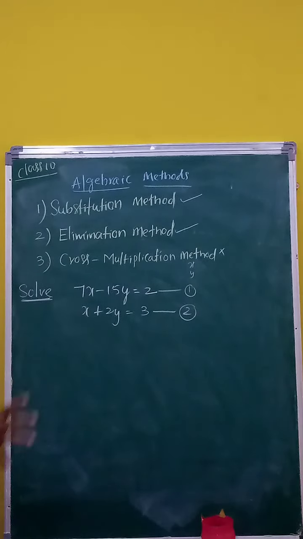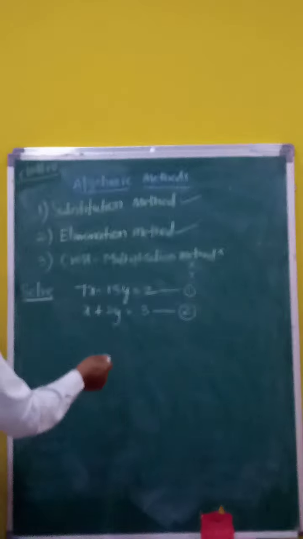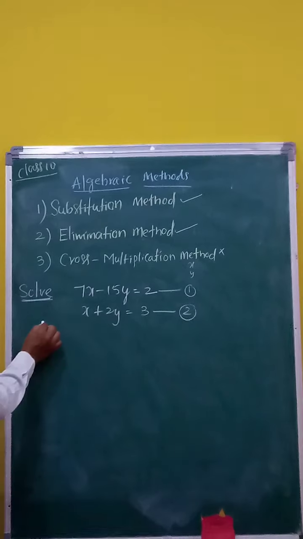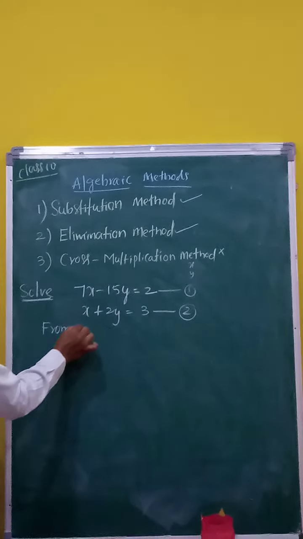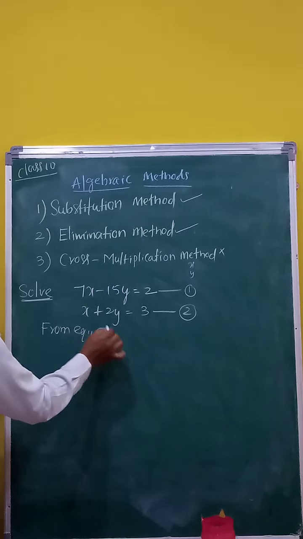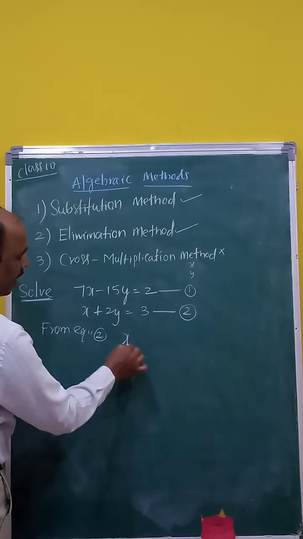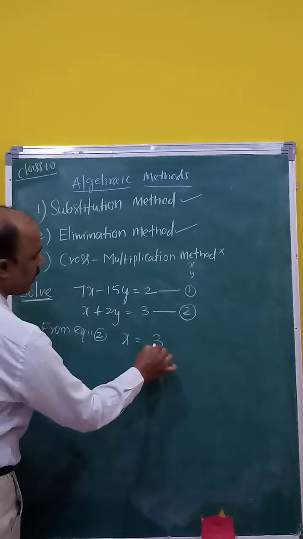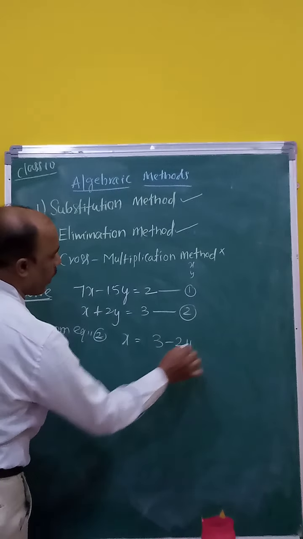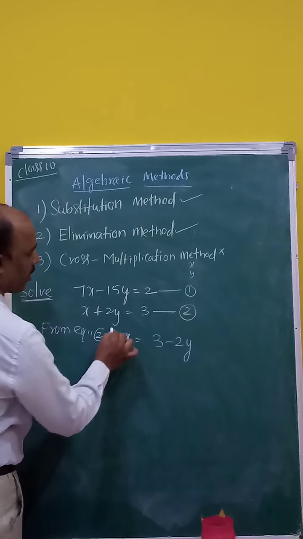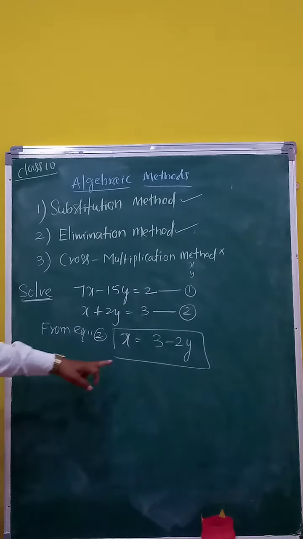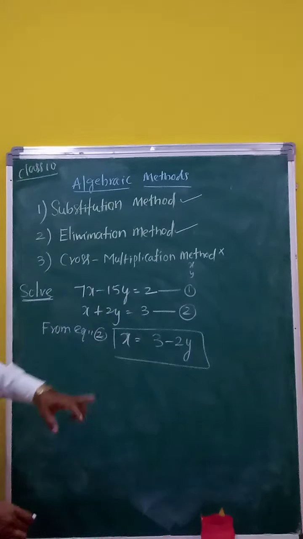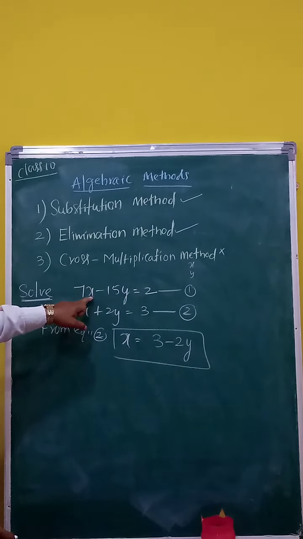What is the meaning of substitution? It means replacing, in the place of x, y, or in the place of y, x. That is up to you; you can take anything. Substituting: suppose from equation 2, I am selecting equation 2, find the x value. x plus 2y is equal to 3, so x is equal to 3 minus 2y, transposing to the right side. This x value we substitute in equation 1 in the place of x.